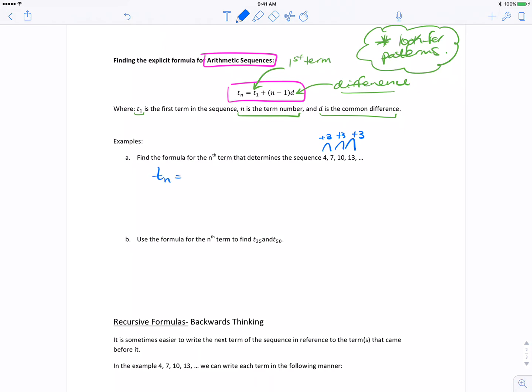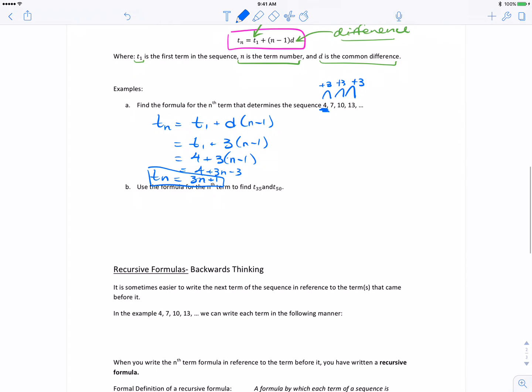So the first thing I see is that 3 matters. T of n, for a second I'm just going to write this as t1 plus my difference formula, d times n minus 1. So that's our general term. My difference I can see is 3, and my first term is 4. So 4 plus 3 times n minus 1. And I'm going to simplify a little bit: 4 plus 3n minus 3, which is really 3n plus 1. So this is my final term sequence for that number.